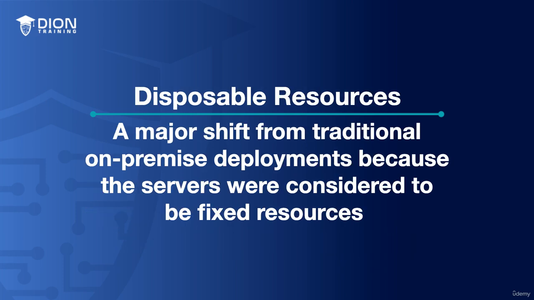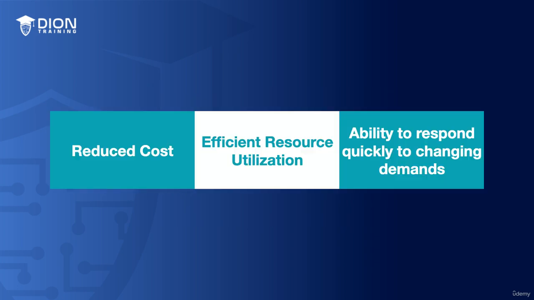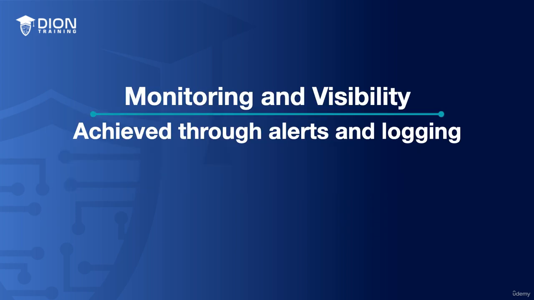Fourth, we have disposable resources. Now, the use of disposable resources is a major shift from traditional on-premise deployments because the servers were considered to be fixed resources in those traditional on-premise deployments. With cloud computing, though, virtual servers are treated as disposable resources, which can be created and destroyed whenever you need them. This has brought numerous benefits to organizations, such as reduced costs, efficient resource utilization, and the ability to respond quickly to changing demands.